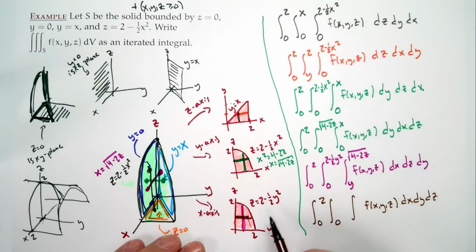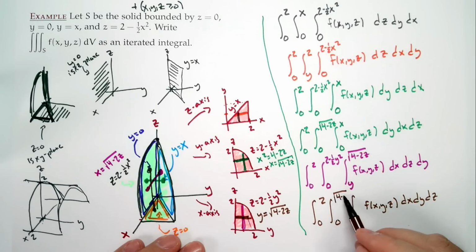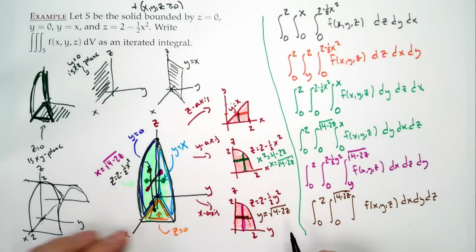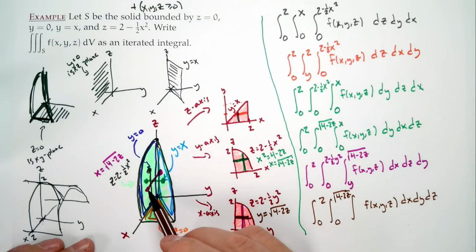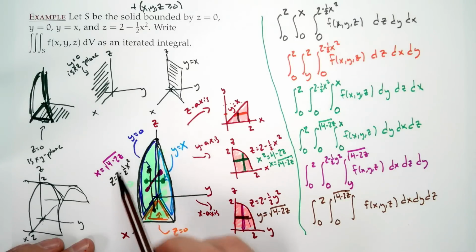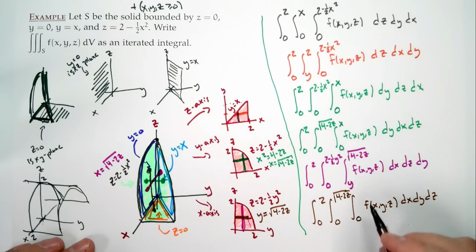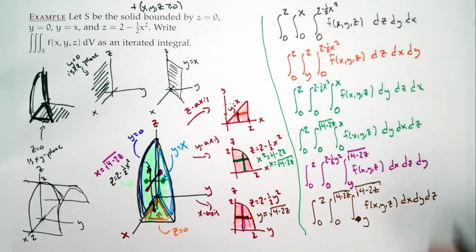Again, I can do the same thing I did here. This is y equals the square root of 4 minus 2z. Now, we come here, and what happens? Well, it's the same as in the previous step. We're going from this back face, x equals y, out to this front face, which is x equals the square root of 4 minus 2z. So y out to the square root of 4 minus 2z. And there you go. Now, which one is the right answer?